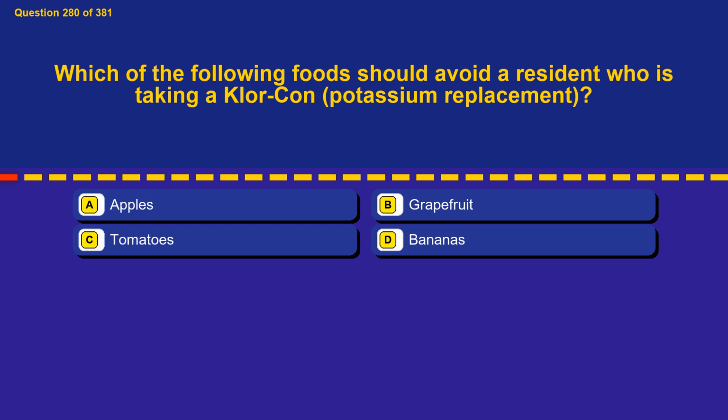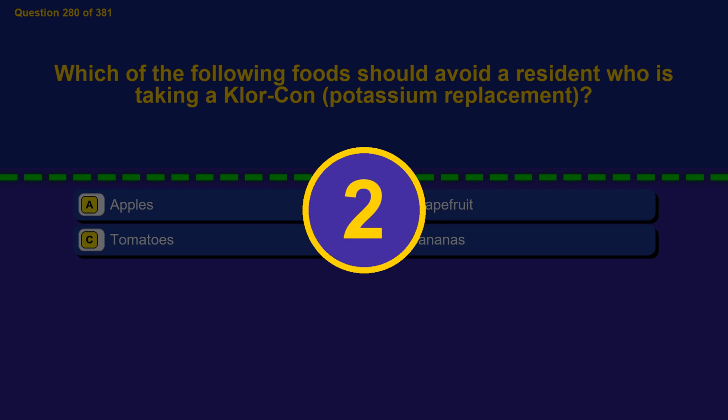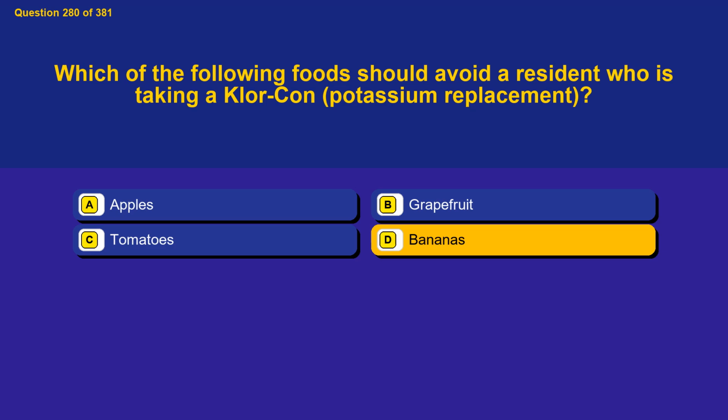Question 280. Which of the following foods should a resident avoid who is taking Klor-Con, a potassium replacement? Option A, apples. Option B, grapefruit. Option C, tomatoes. Option D, bananas. The correct answer is option D, bananas.